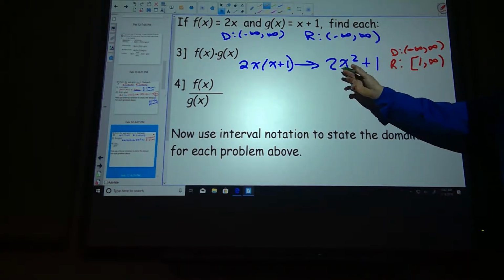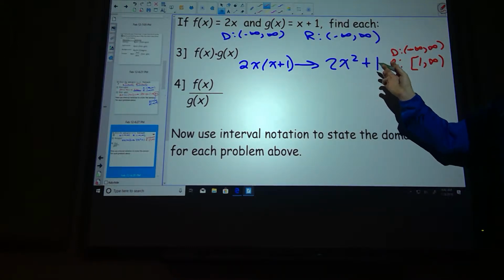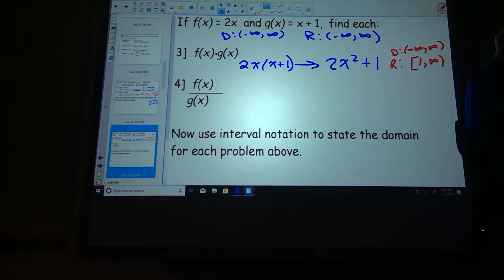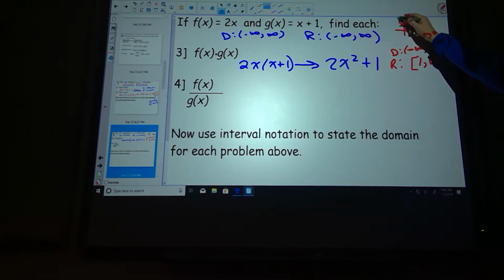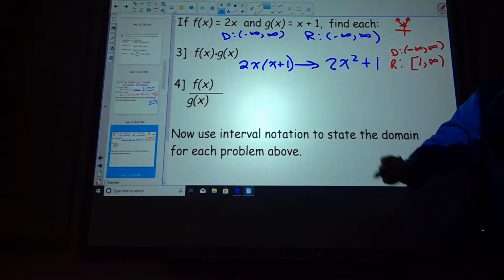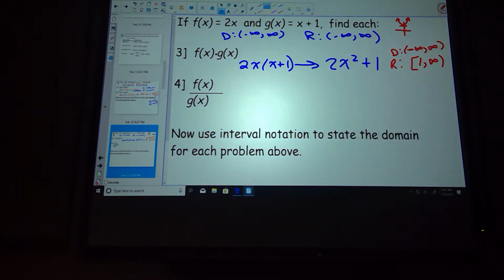Now, think about this. This is a parabola that opens up. Agreed? My vertex on this one is 0, comma, 1. It's a parabola that opens up like this. Do you see how the range became restricted? Yes, that makes sense. Because I actually changed dimensions on this problem. When I say change dimensions, I mean I changed from a length to an area.